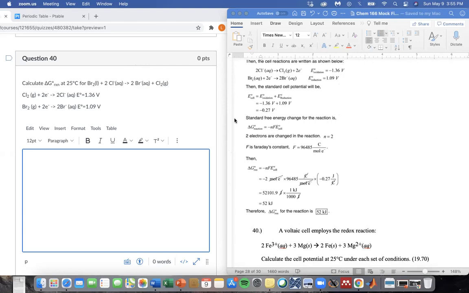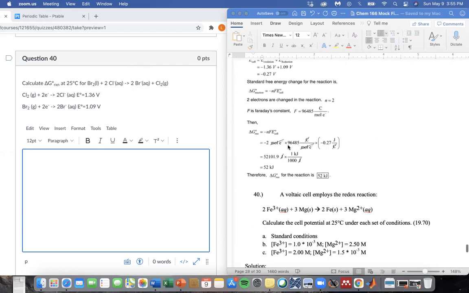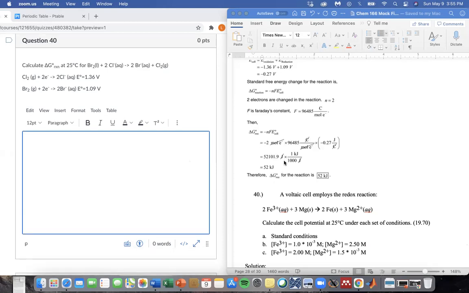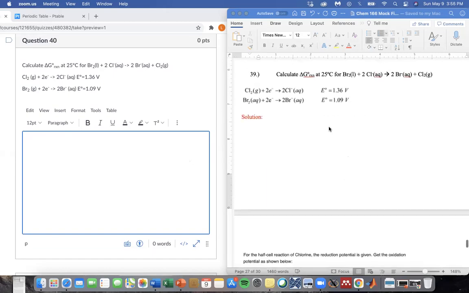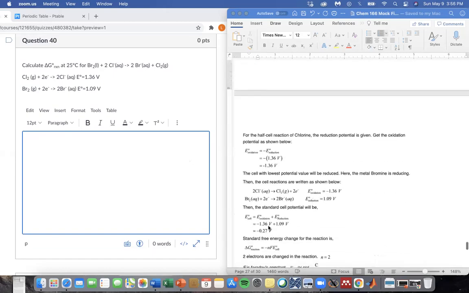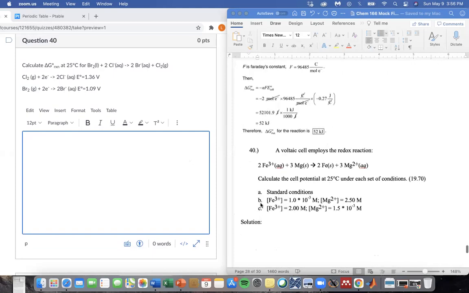We can look at this equation and just determine, since we're already given the half cells here, that this is only going to use up 2 moles of electrons. And so N equals 2, and then Faraday's constant is 96,485. So when we multiply all of these values, we end up getting 52 kilojoules. And so our delta G of our reaction is 52 kilojoules, which is non-spontaneous. You can check yourself: your delta G is positive, and so because your delta G is positive, our E cell should be negative, and it is because we have negative 0.27 as our E cell.